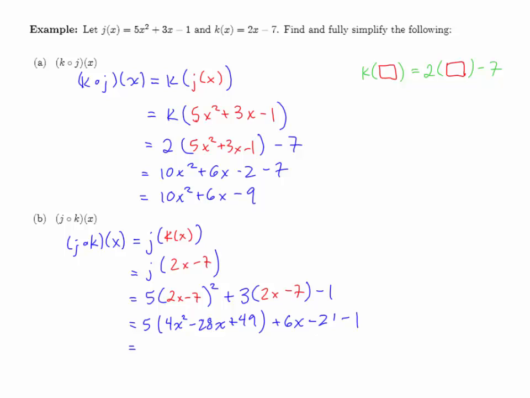All right, so a couple more steps here. We'll distribute that 5. We'll get 20x squared minus 20x plus 5, and then still adding 6x, and then I'll combine that to minus 4. And as our last step, we will just combine those like terms that are there. So we'll have 20x squared minus 14x, and then plus 1. So that's our function j composed with k of x, and it's fully simplified.